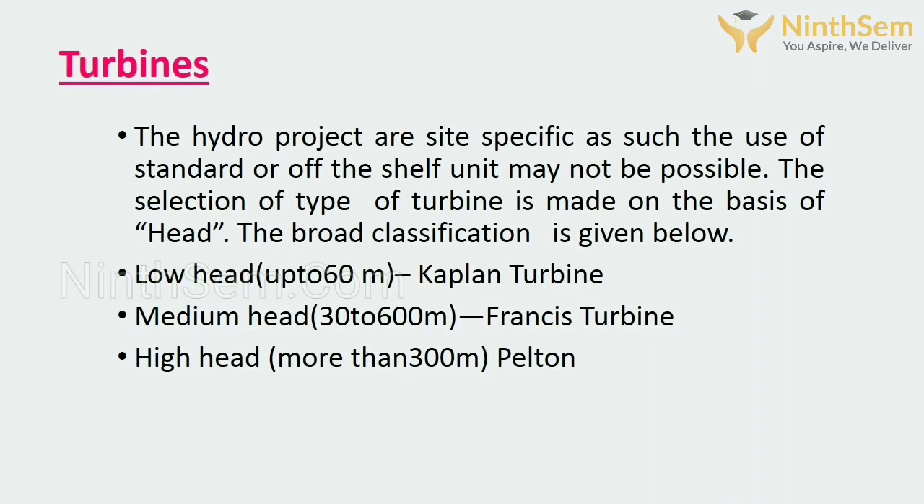Turbines. Hydropower projects are site specific, as such the use of standard or off-the-shelf units may not be possible. The selection of the type of turbine is made on the basis of head. The broad classification is given below. Low head, up to 60 meters, the Kaplan turbine. Medium head, 30 to 600 meters, Francis turbine. High head, more than 300 meters, Pelton type.